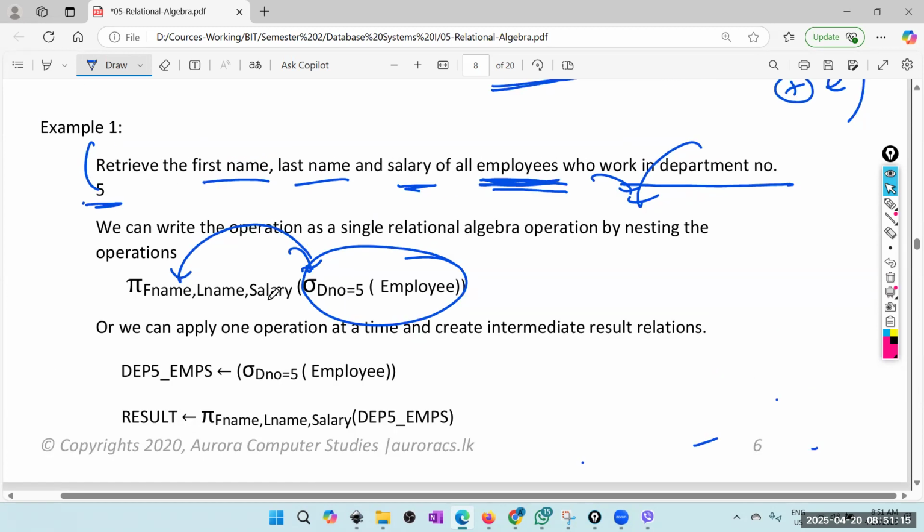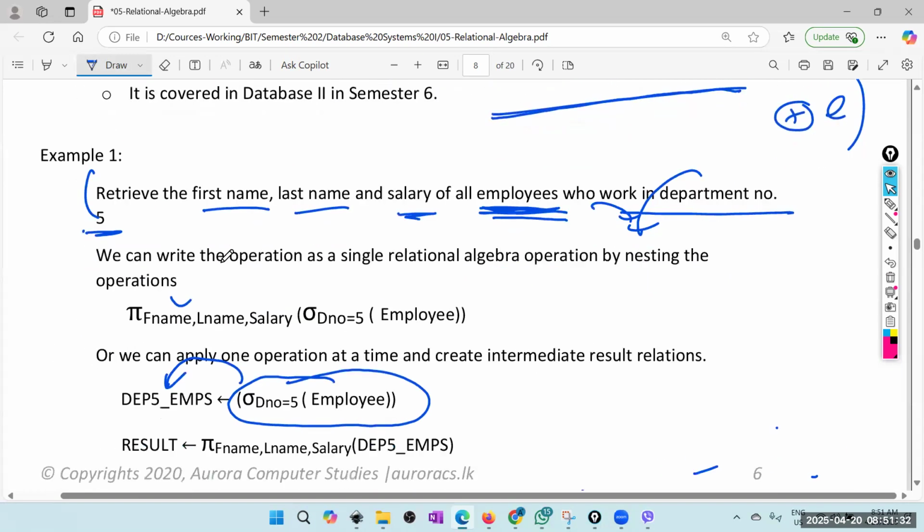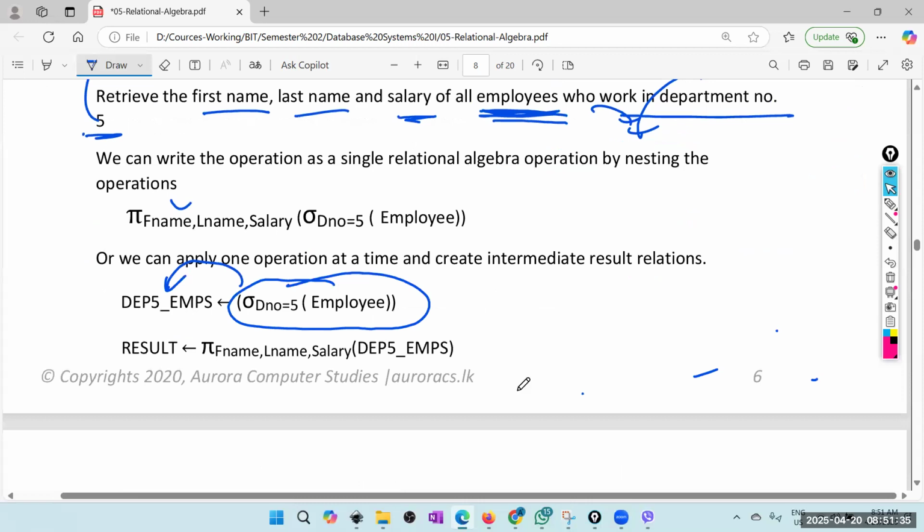Okay. So either you can write it in one step like this, or you can break it into 2 steps. First you do the sigma and you give it an intermediary name, like department 5 employees. Of course, there's no table like that. You just give it a name. Then on that result set, you can even call it X, on that X result set, you do the phi operation. So either you write it this way, or you write it in a single step.